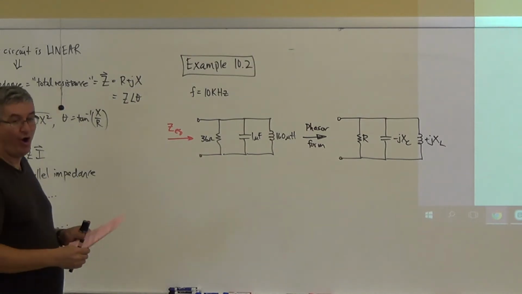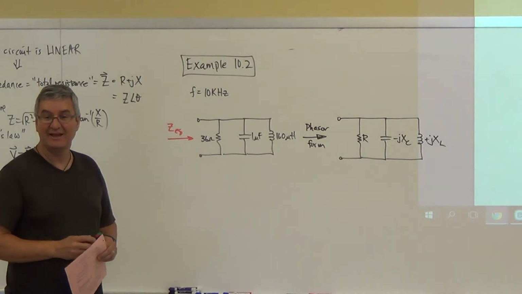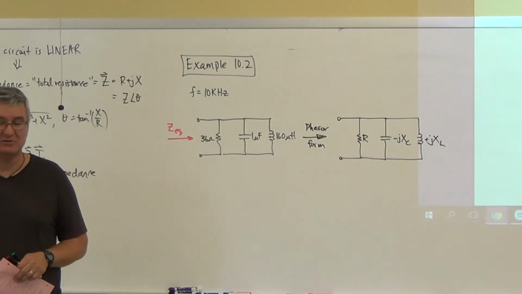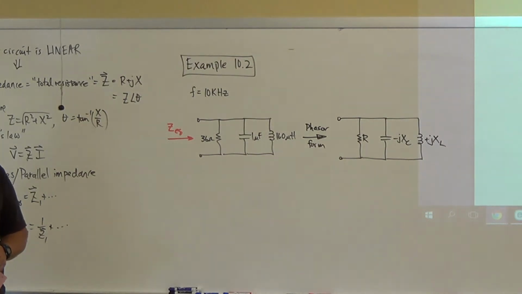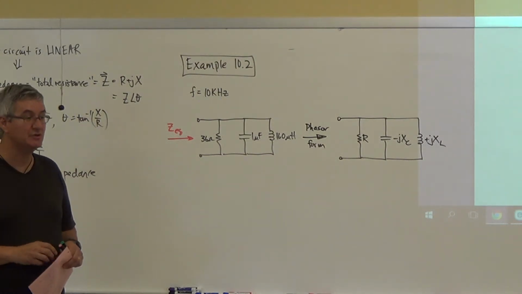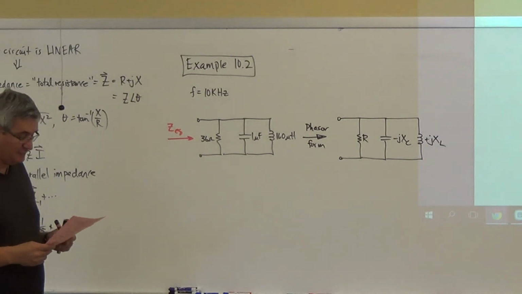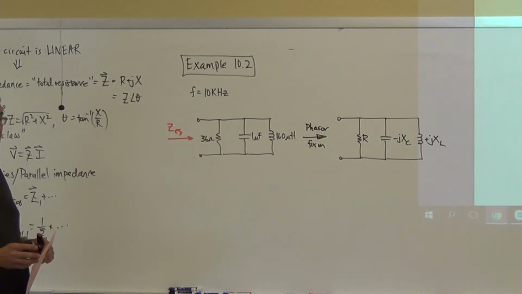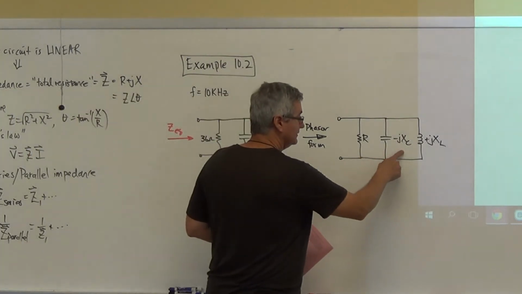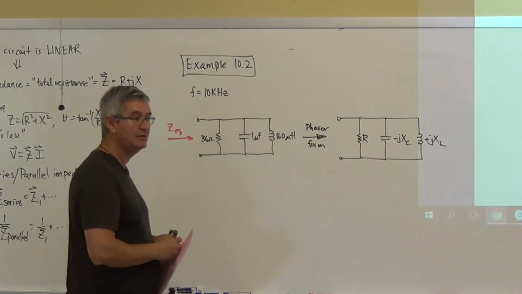So there's the hard way to do these things, and then there's the easier way. I prefer the easier way, but I don't know if we should do it the hard way right away. But the first thing we should probably do here is calculate what XC is and what XL is. So let's calculate this thing.